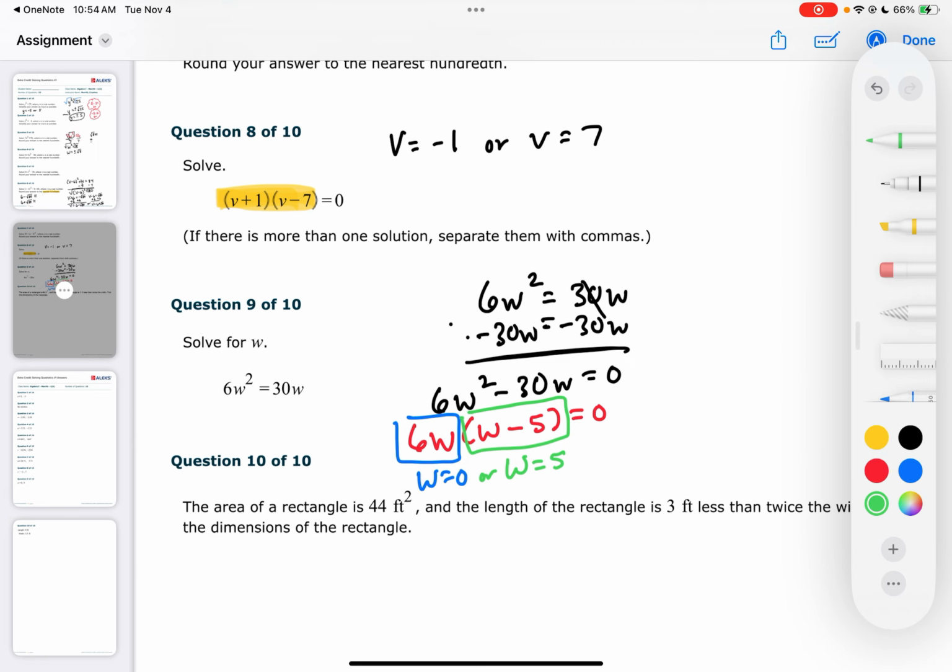This one I want you to see what you can do with on your own, setting it up and figuring it out. Okay, good luck.